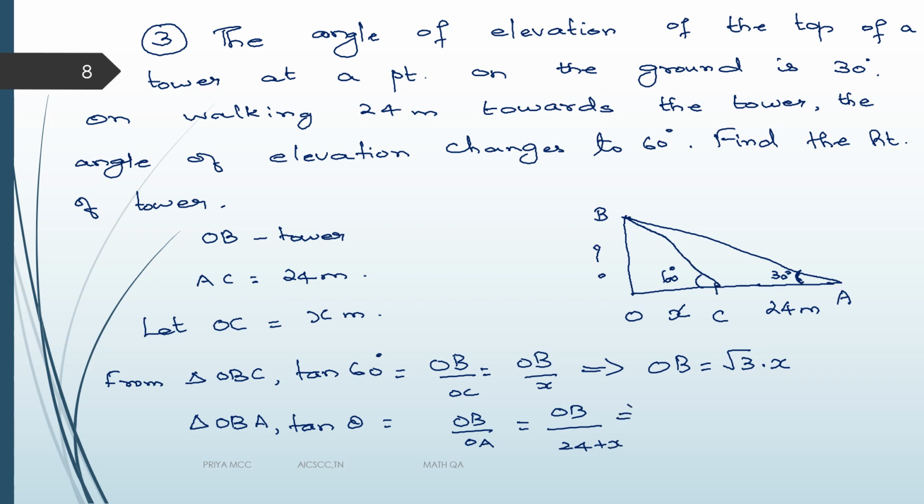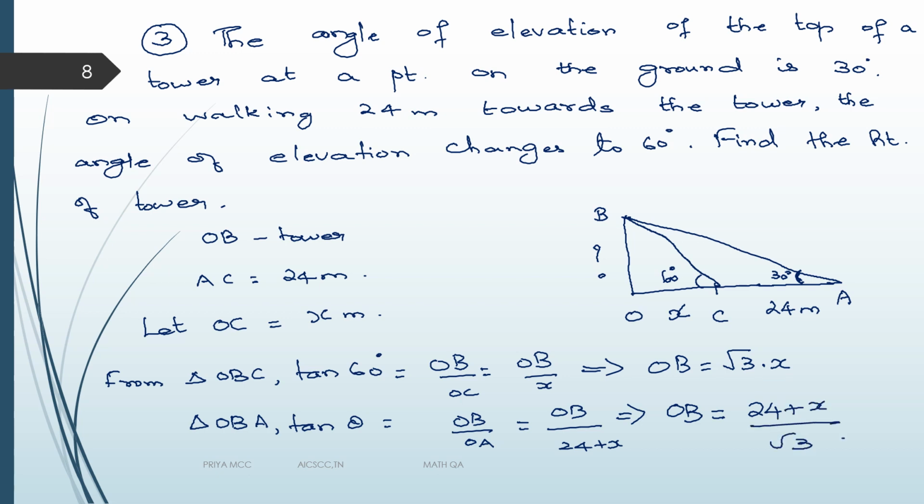See, I cannot find OB directly. If you want, you can find it out, but I do not wish to do it. If I eliminate X, I can find OB, but that will be slightly tougher. So I will go in this direction. What is OB here? OB will be equal to tan 30, which is 1 by root 3. So OB is 24 plus X divided by root 3.